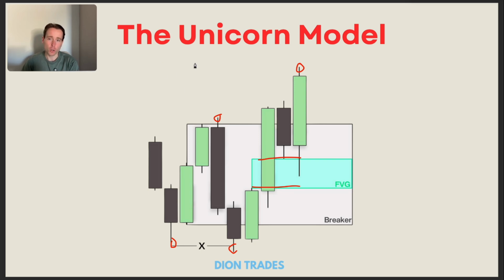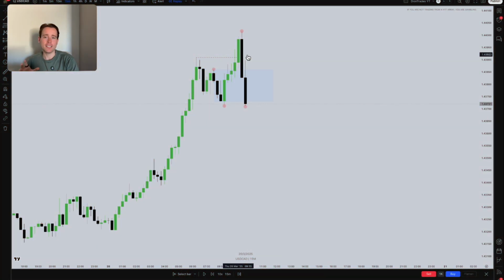So not only look for breakers, also look for fair value gaps. So if you have a fair value gap, or multiple fair value gaps overlapping with a breaker, that is where you need to pay attention. And there is where your highest probability entries will occur. And now let's see this one in action.